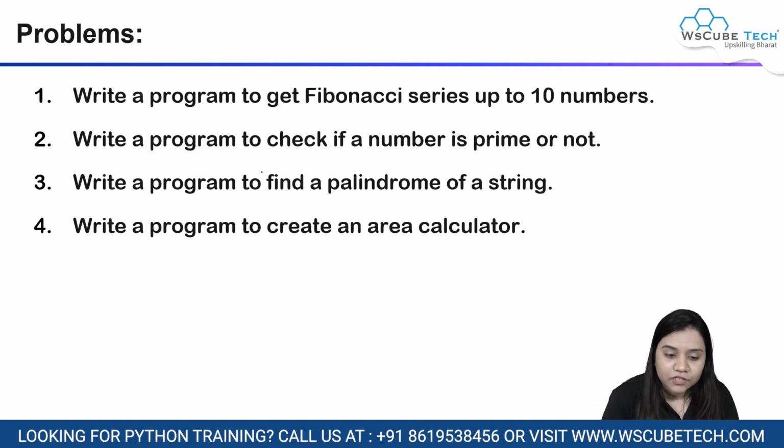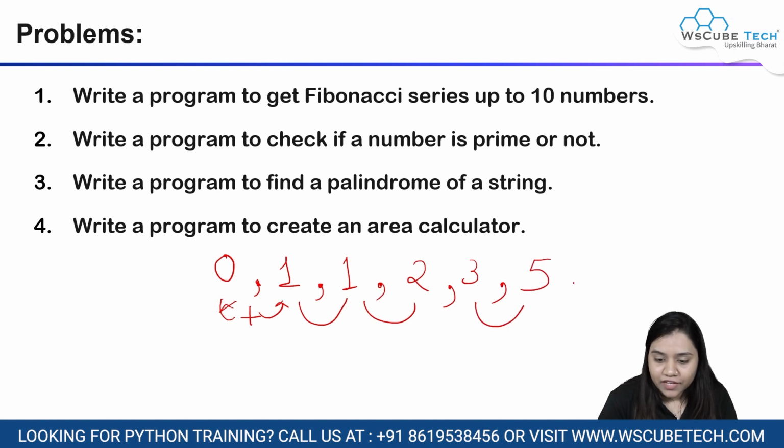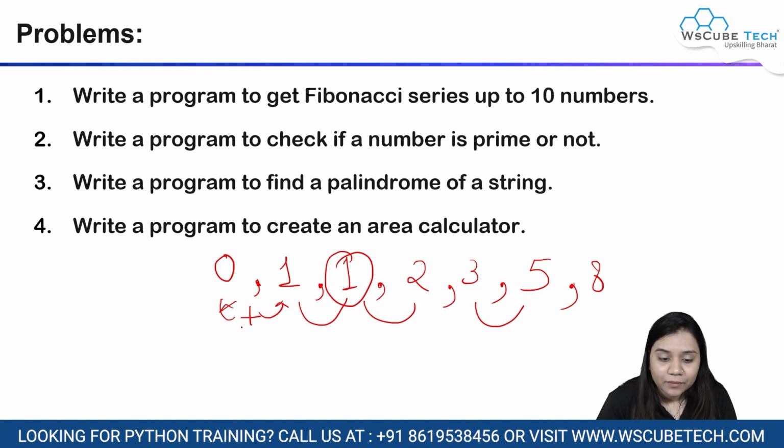As I said, the first value should be 0, the second value should be 1. Now the third value will be the addition of these 2, so it will be 1. Now 1 plus 1 will be 2, 2 plus 1 will be 3, 2 plus 3 will be 5, 3 plus 5 will be 8, and it keeps going so on. This is called Fibonacci series, where the next number is the addition of the previous 2 numbers, then again the next number is the addition of the previous 2 numbers.